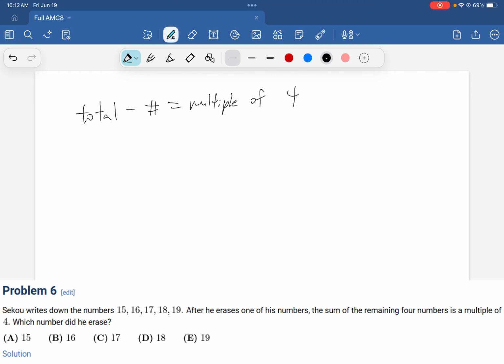The total can easily be calculated. 15, 16, 17, 18, 19 is an arithmetic sequence, and we know that the sum of an arithmetic sequence is the middle number times the number of numbers. The middle is 17. There are 5 numbers, so the total is 85. 85, when divided by 4, has a remainder of 1. And every multiple of 4 has a remainder of 0 by definition.